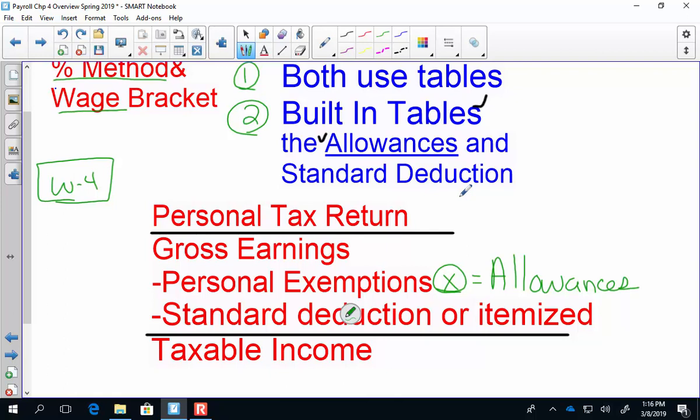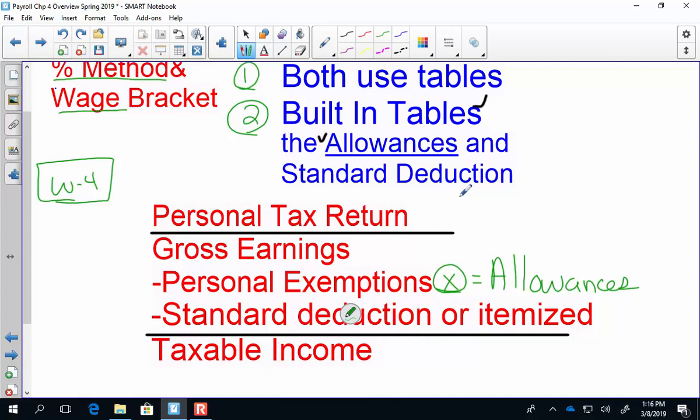And looking at our personal tax return, we normally would take our gross earnings minus our personal exemptions minus our standard deduction to come up with taxable income. And what we're doing in these tables is trying to match what the employee does with his personal tax return, right? We're subtracting out those deductions to come up with taxable income.